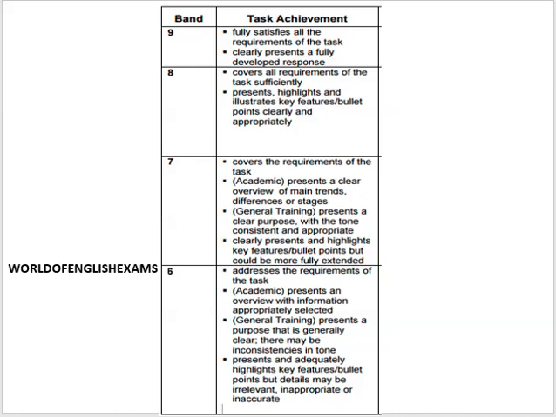Then clearly presents and highlights the key features or bullet points, but could be more fully extended. So which means you are attempting to cover all the bullet points, though it is very brief. So you are not extending the points, and that's the reason you are not getting to that band score of 8 and 9. So I hope you understood this.